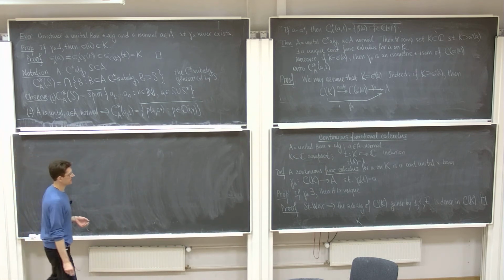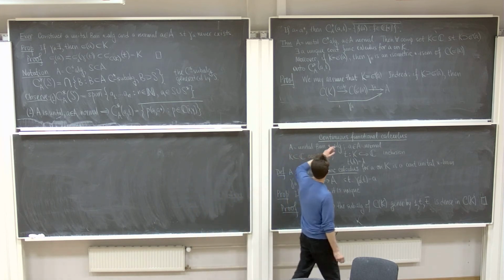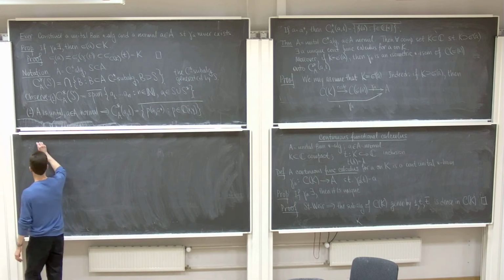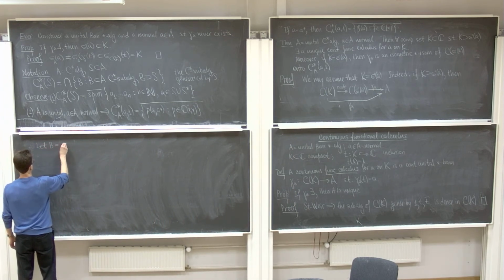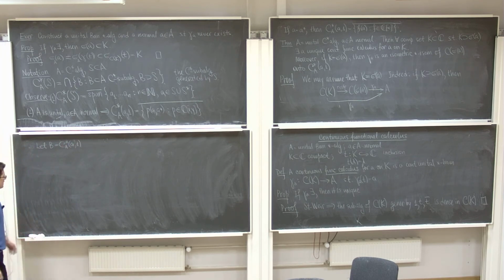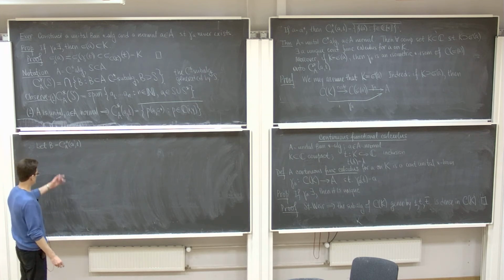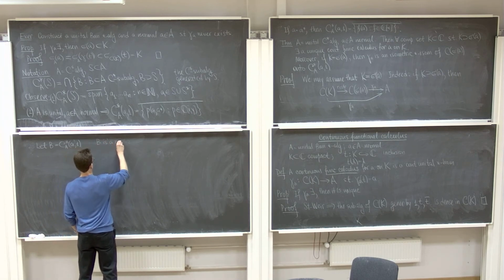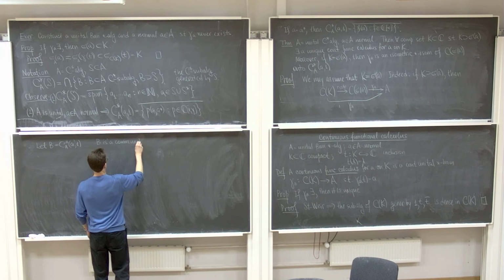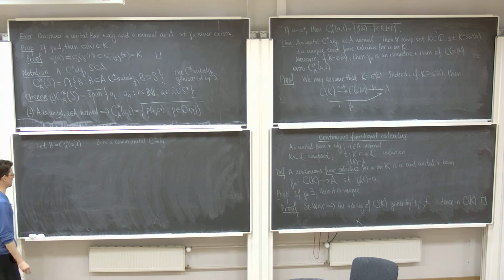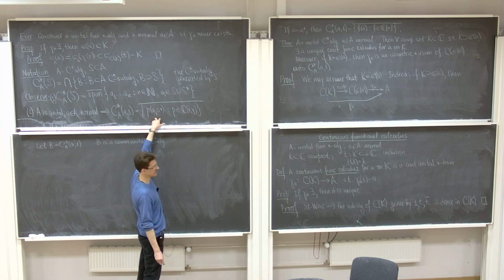So let's take the C-star subalgebra generated by little a and the identity element, and denote it by B. We observe that B is a commutative unital C-star algebra. It is commutative because A is normal. And we have this explicit description for this subalgebra.